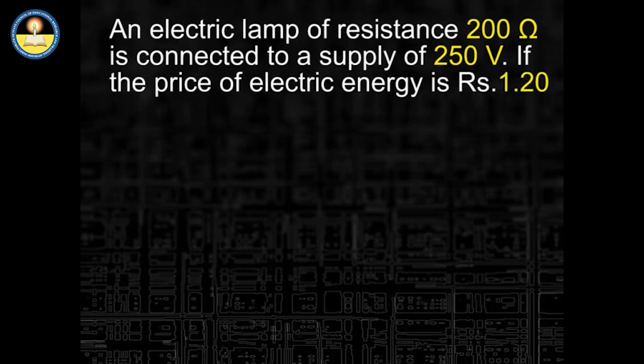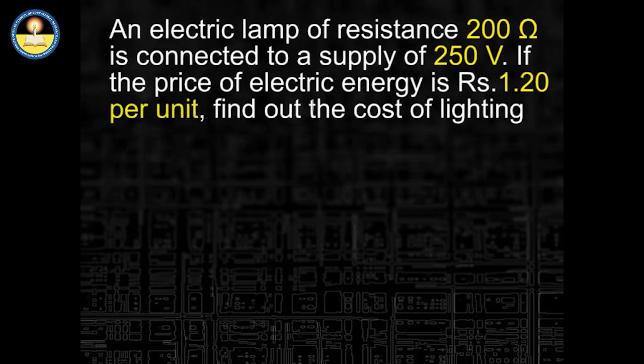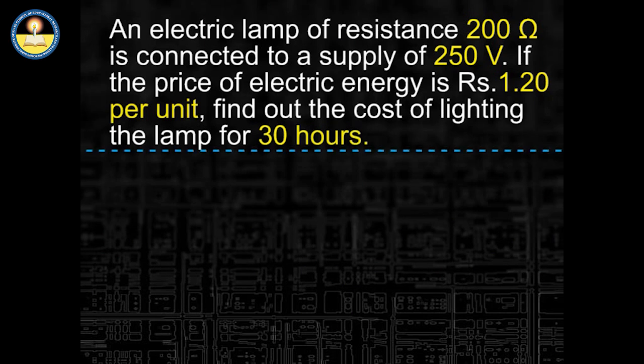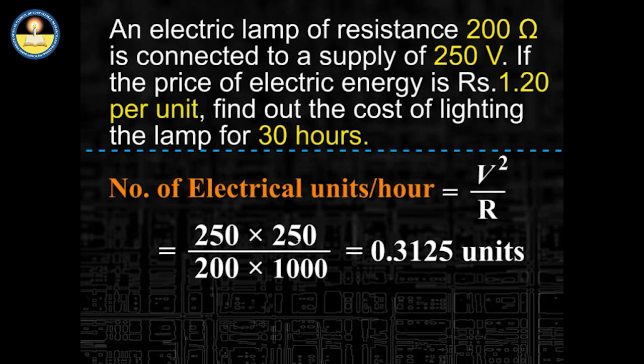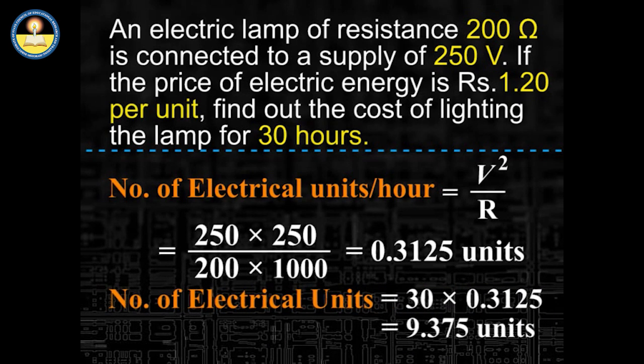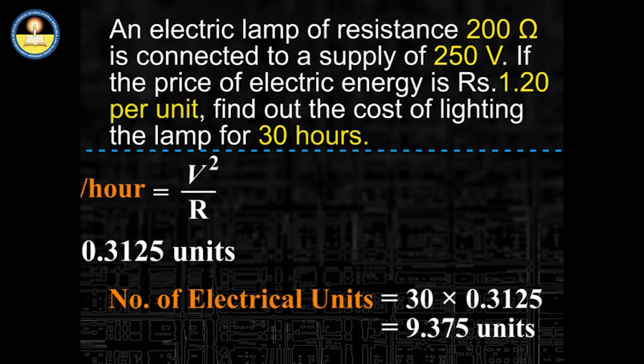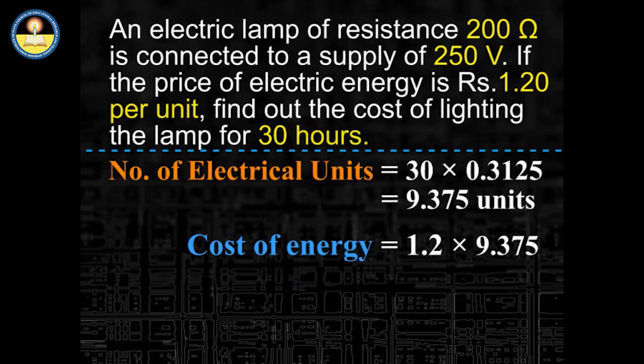In the next problem, an electric lamp of resistance 200 ohms is connected to a supply of 250 volts. If the price of electric energy is rupees 1.20 per unit, find out the cost of lighting the lamp for 30 hours. Consumption of electric energy by the lamp in 1 hour comes out to be 0.3125 units. Hence, the cost of electric energy for lighting the lamp at the rate of rupees 1 and 20 paise per unit for 30 hours comes out to be rupees 11 and 25 paise.